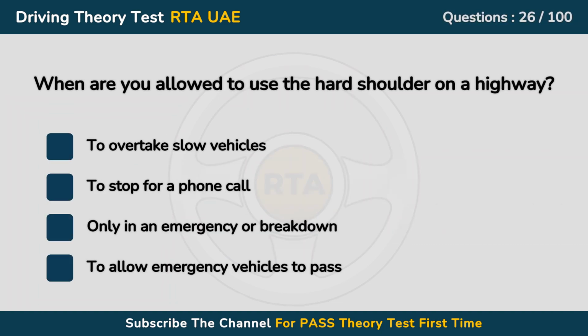Question 26. When are you allowed to use the hard shoulder on a highway? A. To overtake slow vehicles. B. To stop for a phone call. C. Only in an emergency or breakdown. D. To allow emergency vehicles to pass.